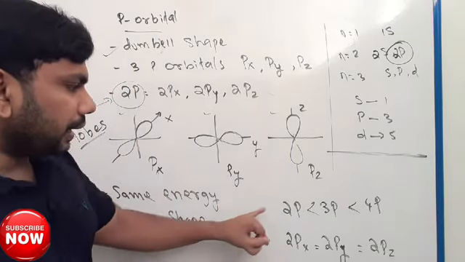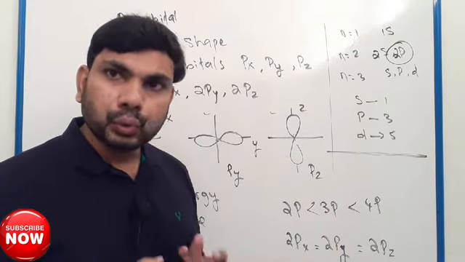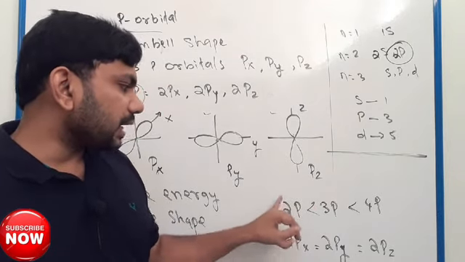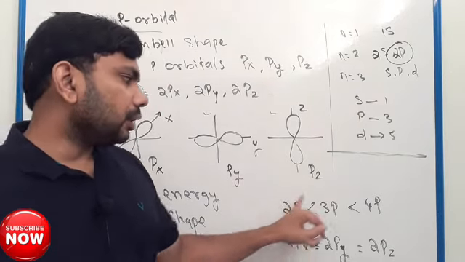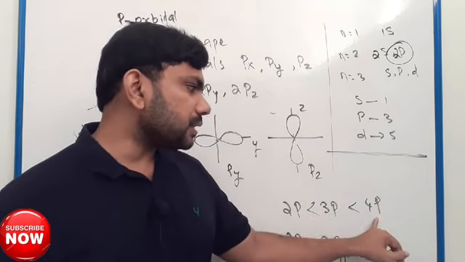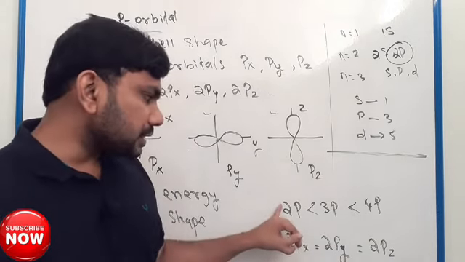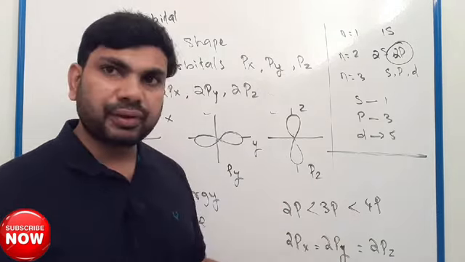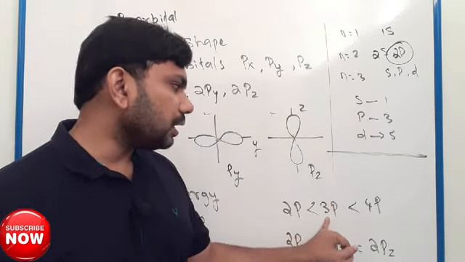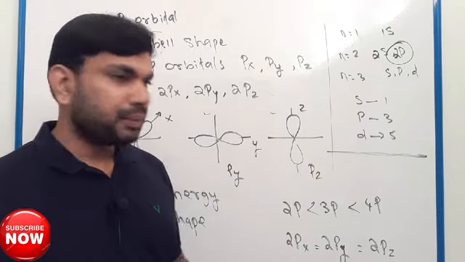Look here, I have given 2p, 3p, 4p. 2p means p subshell of second quantum shell. Okay, p subshell of third quantum shell, p subshell of fourth quantum shell. So here the principal quantum shell is different: second, third, fourth. So they have different energy.